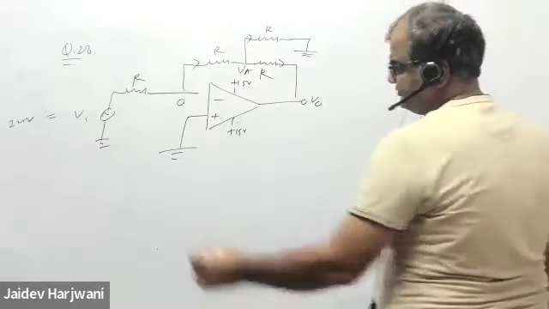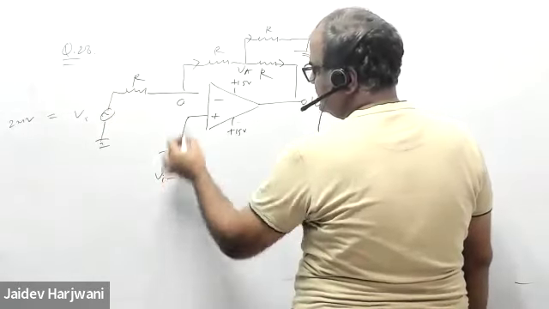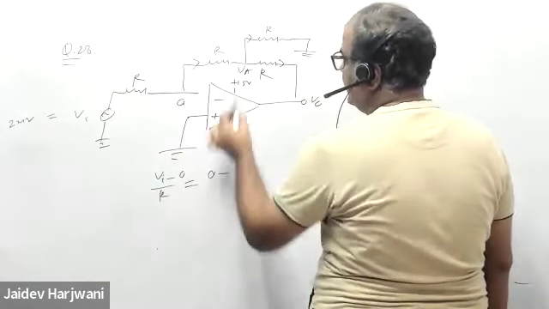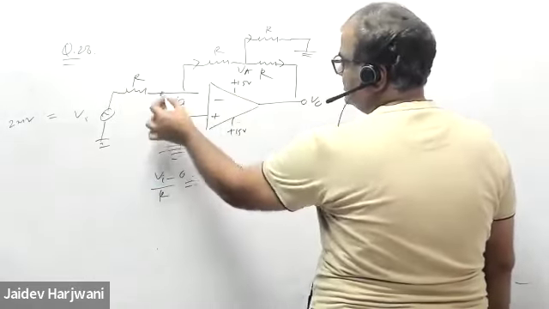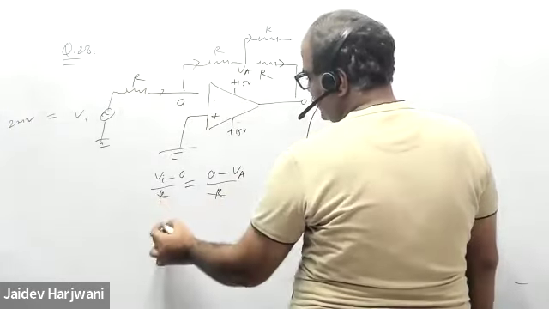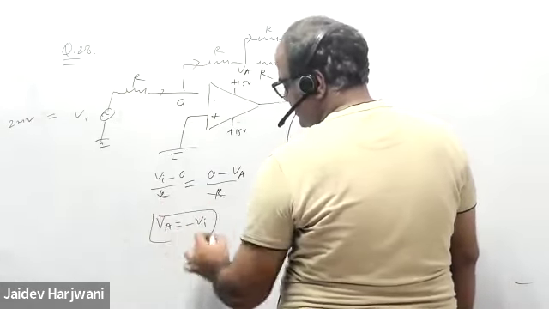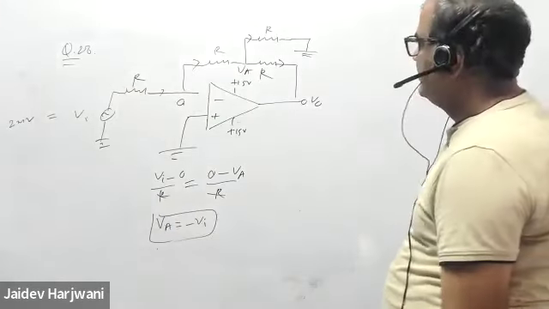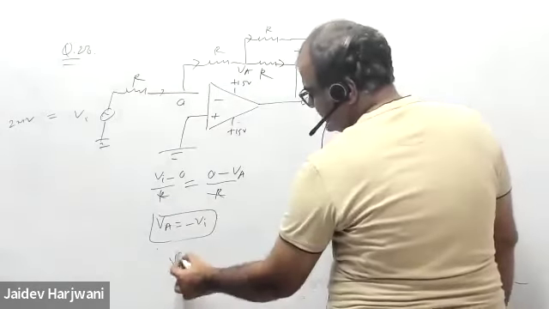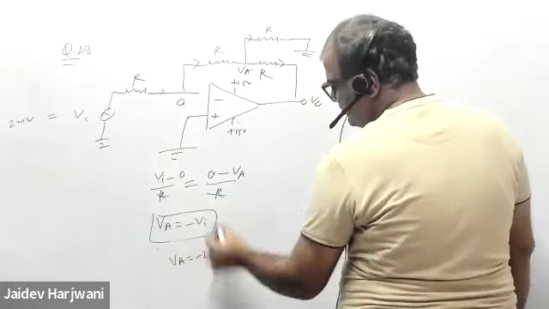First, by this equation I can write (VI minus 0) divided by R is equal to (0 minus VA) divided by R, the same current coming here. So R, R cancel. This will give me VA is equal to minus V input. This is the one thing. Okay, so VA is what? VA is minus 2 millivolt.